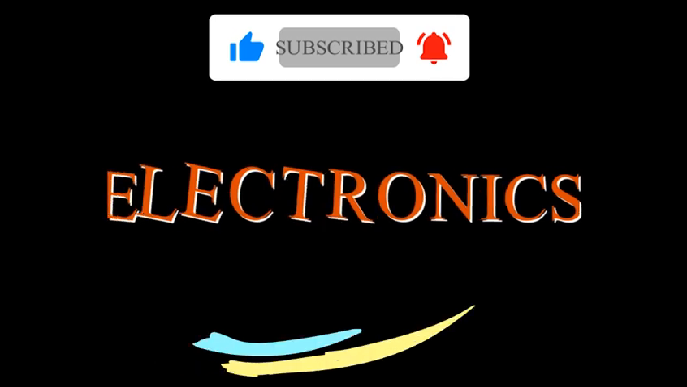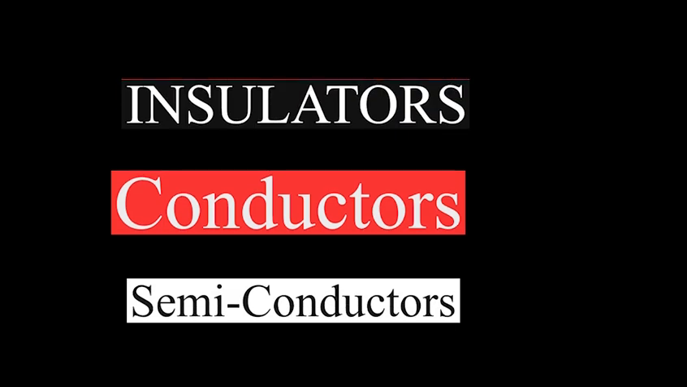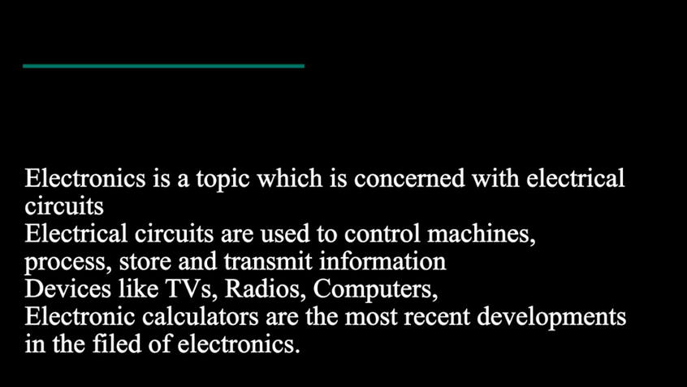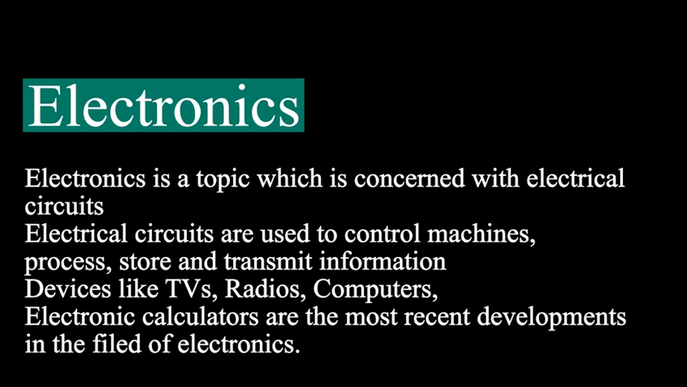In this video, I'm going to take you through the topic electronics. By the end of the lesson, you should be able to differentiate between insulators, conductors, and the semiconductors. Electronics is a topic which is concerned with electrical circuits. Electrical circuits can be used to control machines, processes, store and transmit information.